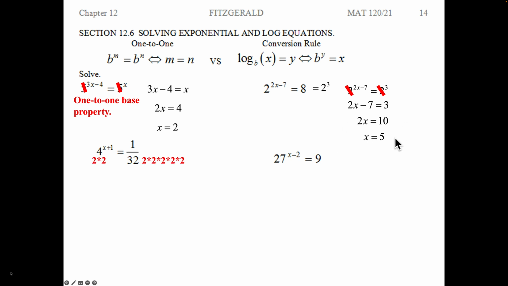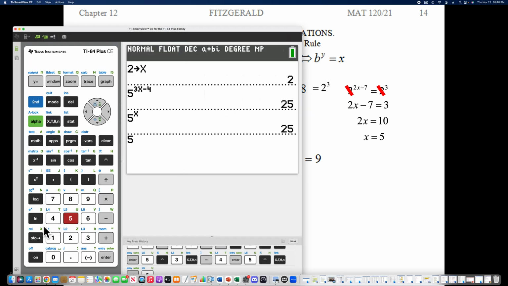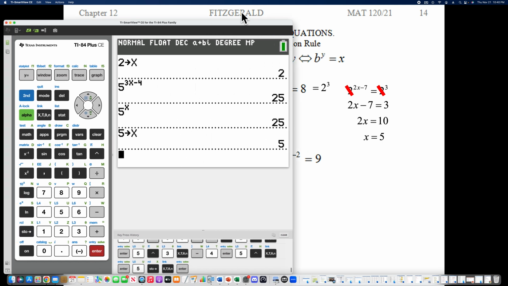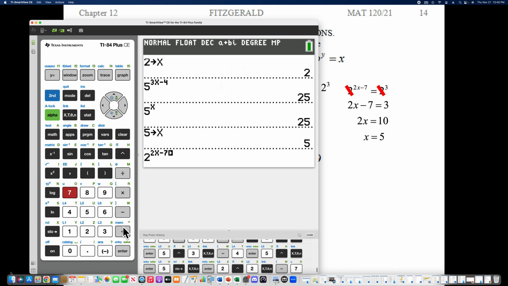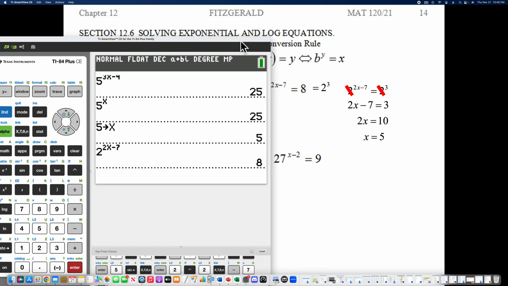There's your answer. So again, if I take my calculator, 5, store it for x, and now I type in the original left-hand side, 2 to the 2x minus 7, and the question said it's supposed to equal 8. Well, there's my 8, so I know I'm correct.